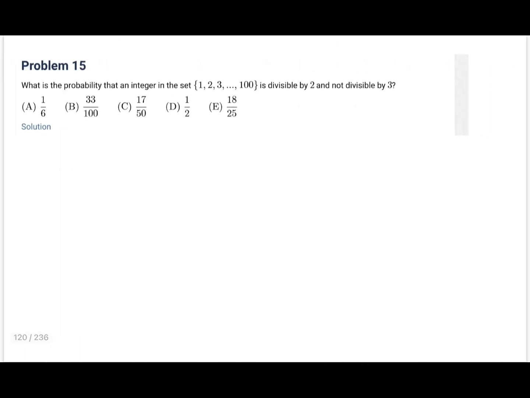Problem 15. What is the probability that an integer in the set 1, 2, 3 all the way to 100 is divisible by 2 and not divisible by 3? Okay, so there are 100 possibilities to choose from, and if it's divisible by 2 but not divisible by 3, so 50 are divisible by 2, but then out of them, the ones divisible by 3 are the multiples of 6, right?